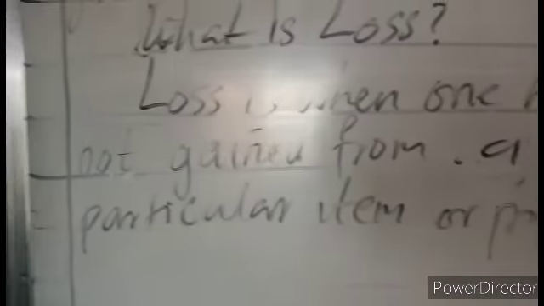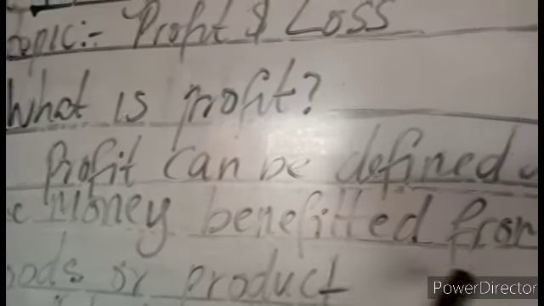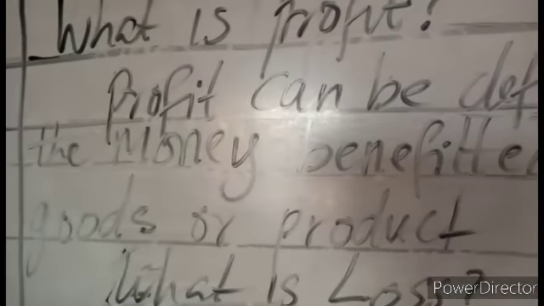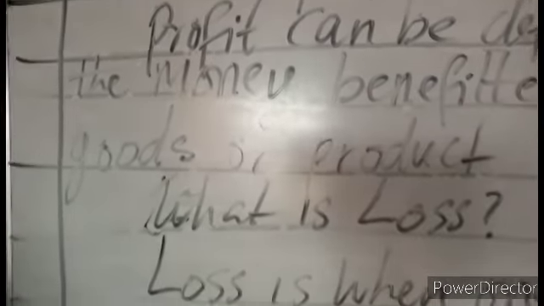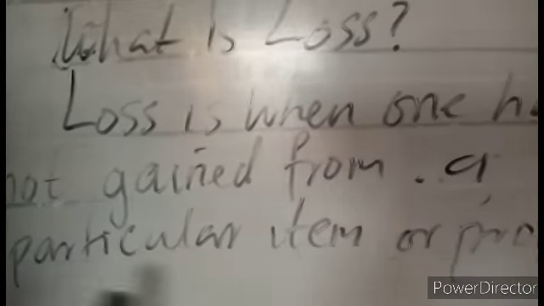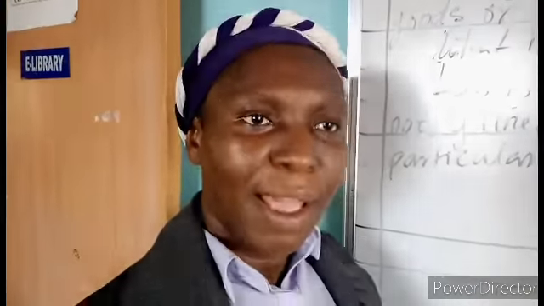Okay, now don't forget I told you what is loss. We have defined profit as the money benefited from goods or product. Loss is when one has not gained from a particular item or product. Now, I'm going to give you one example of profit and loss. So from there, we pick it up.